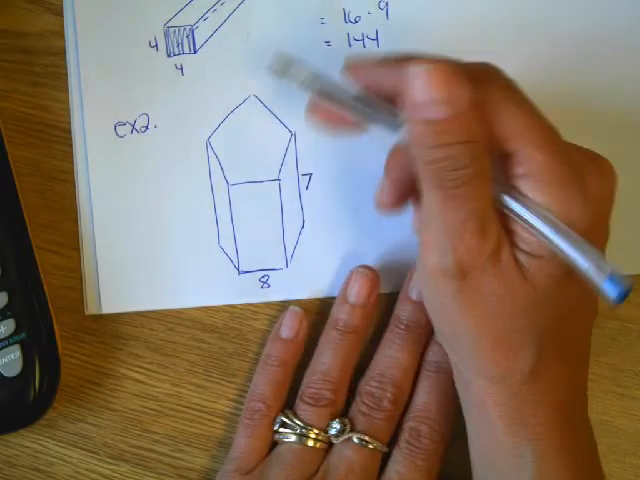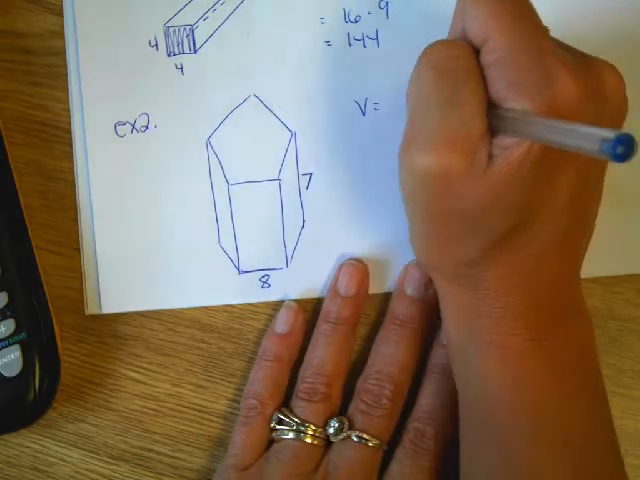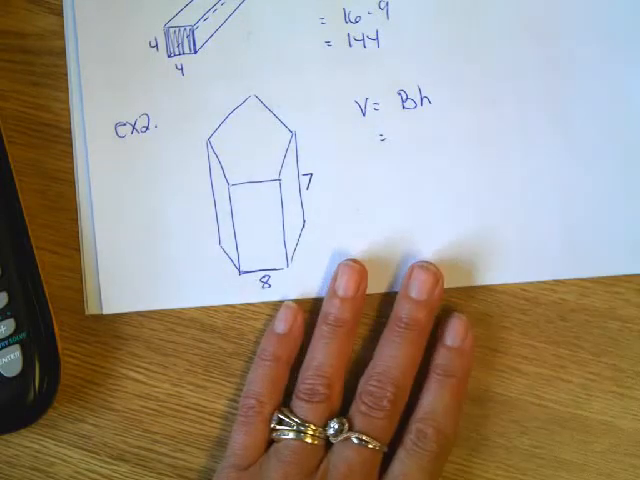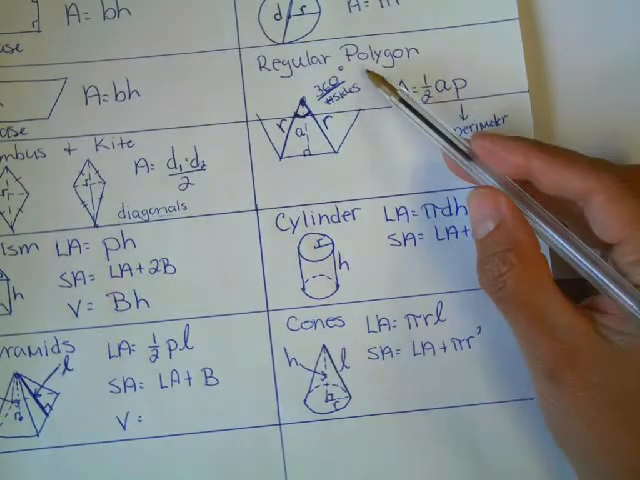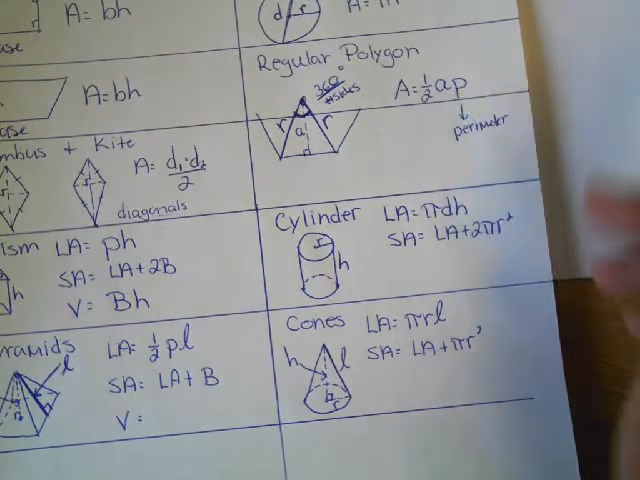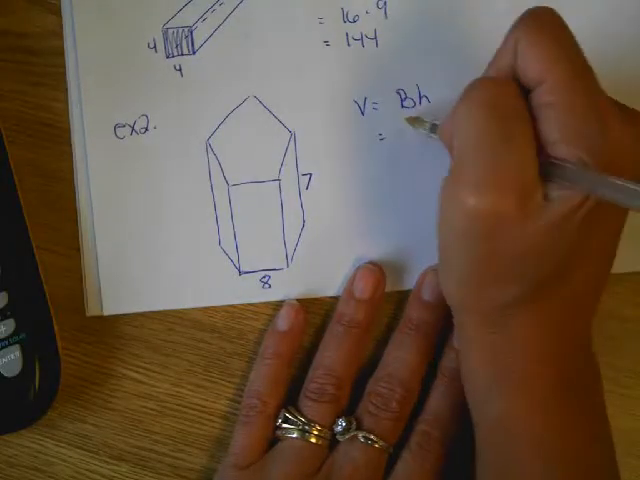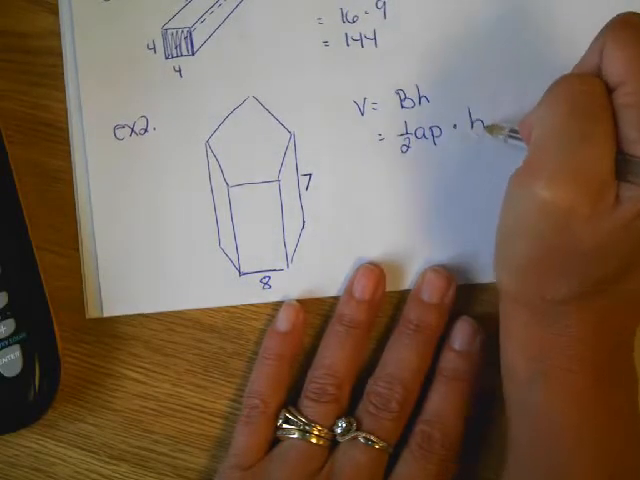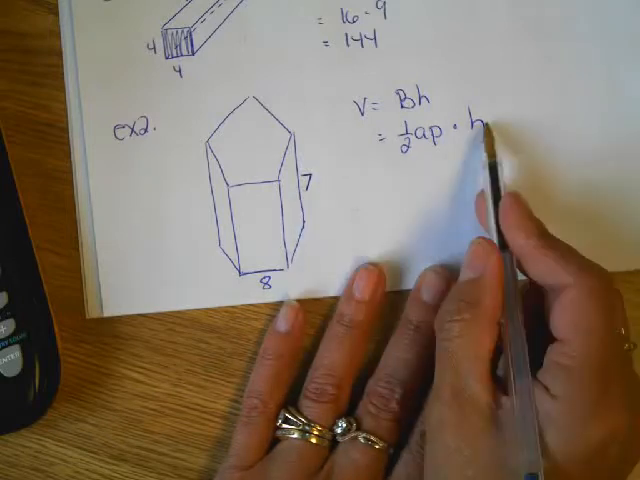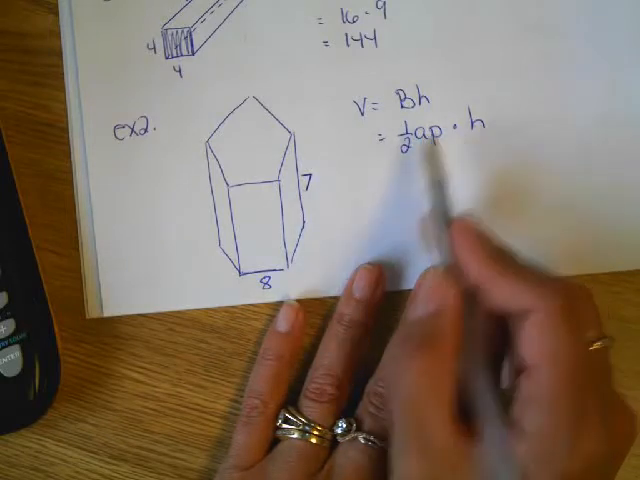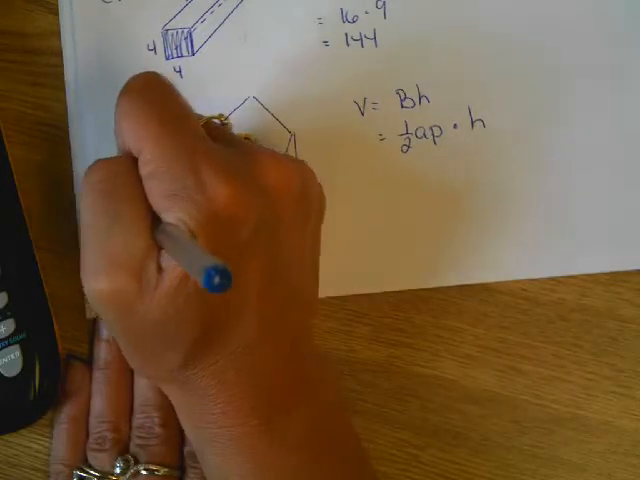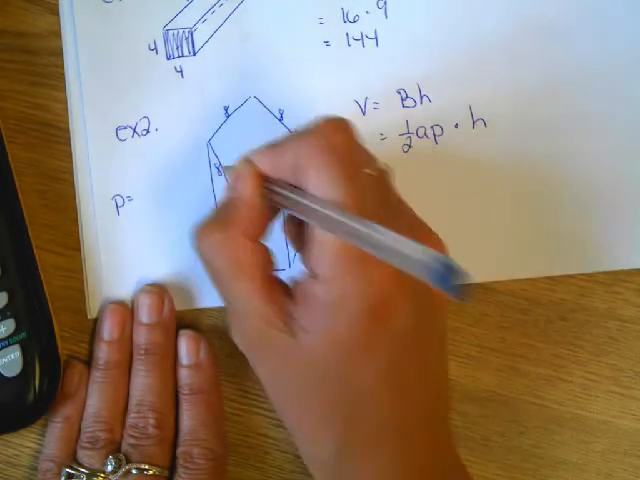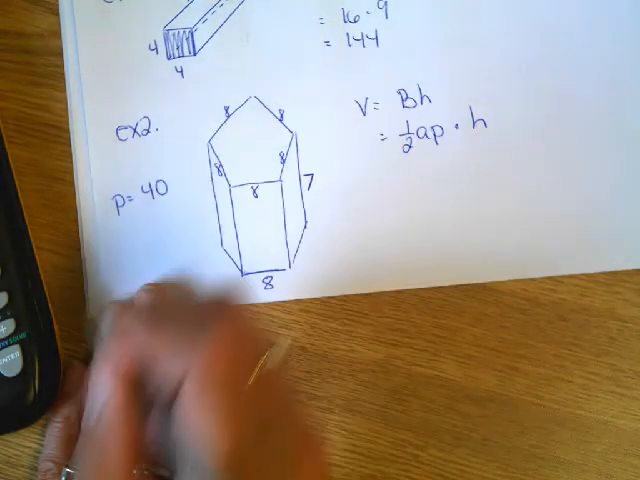That's a pentagon. So, the volume being big B times H, for that pentagon we have to use that regular polygon formula, 1/2 AP. So, I'm going to write that in so I can keep my eye on the prize. And then times the height of the prism. This one's easy, that's the 7. The apothem and the perimeter, that's a little bit of work. Perimeter isn't going to be bad. I have 5 sides of 8. So the perimeter would be 40.